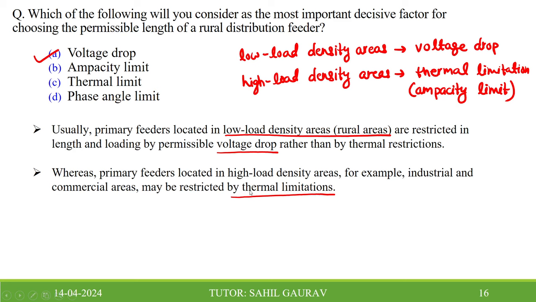Sir, thermal limitation in transmission line or for distribution line? I think distribution. Thermal limitation for distribution. Yes, we are talking about primary feeders. So these are primary distribution lines. Thermal limitation or ampacity limits, both are the same. Both have the same meaning. The more the current, the more will be the heat coming from this wire.